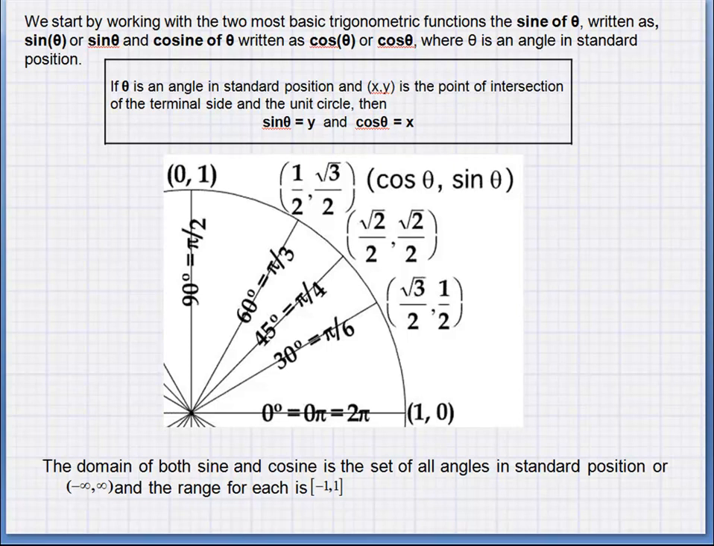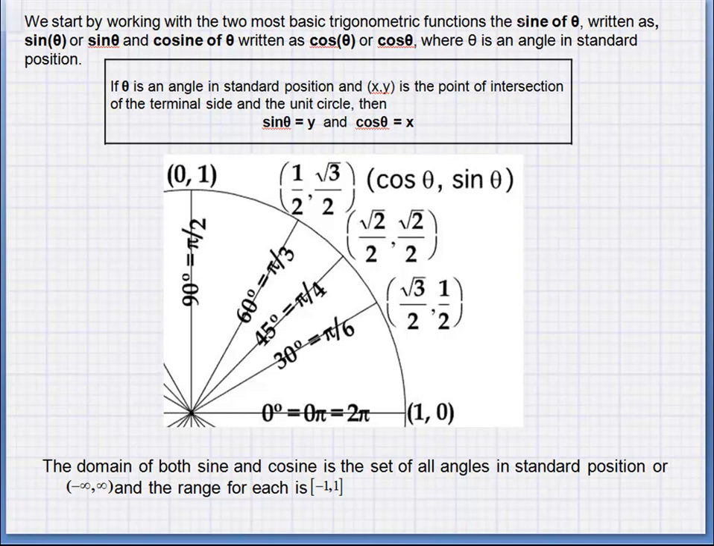Alright, so here's what we need to learn about when it comes to these functions. There are two functions that we're going to learn about in this lesson, the sine and the cosine function. Altogether there are 6 trigonometric functions, but we start off only learning about 2, because these 2 trigonometric functions are the basis for all the other ones.